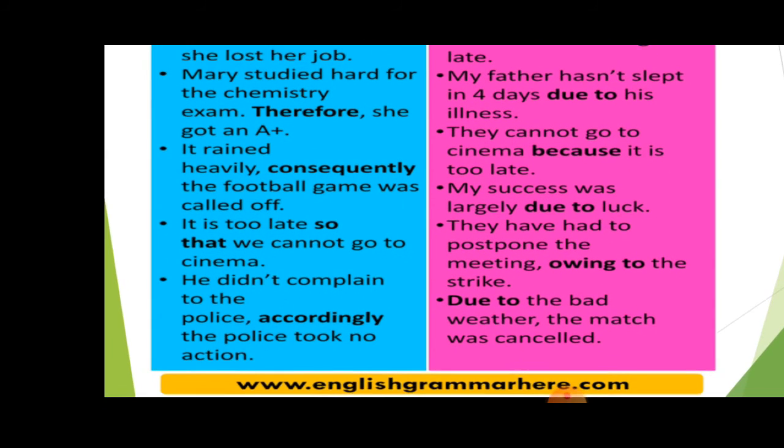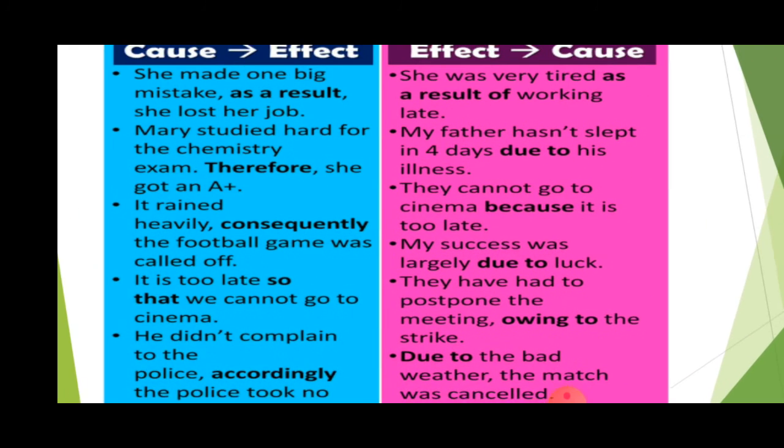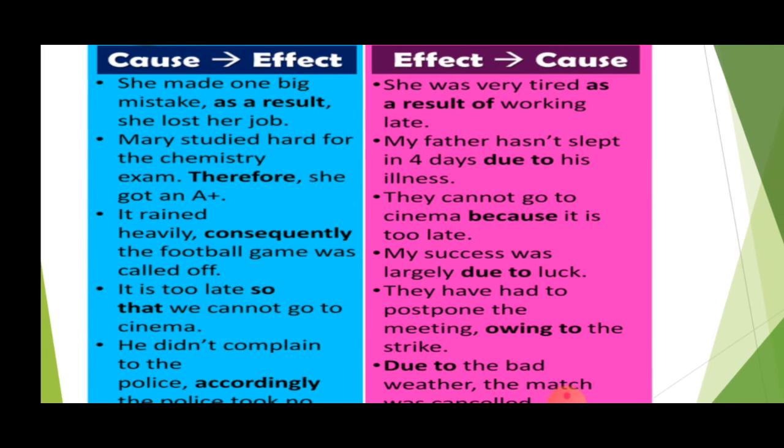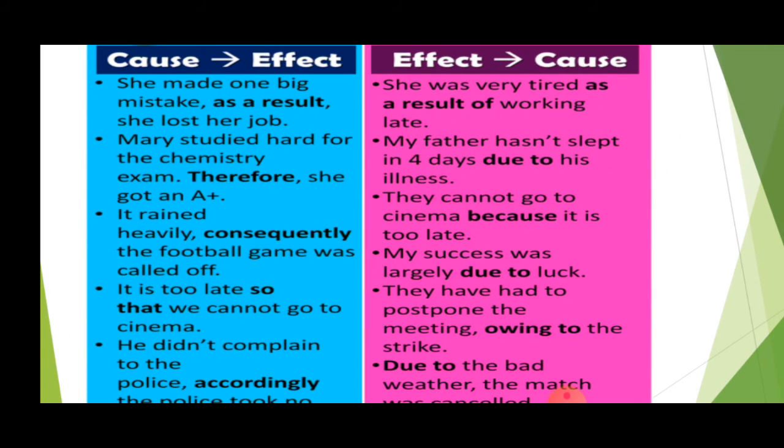These were the connectors. Now we look at the effect and cause, where first the effect occurs and then the cause. She was very tired as a result of working late. So, working late is the cause, she worked late and she got tired. Here in the sentence, "she was very tired" is the effect and "working late" is the cause, and "as a result of" is the connector.